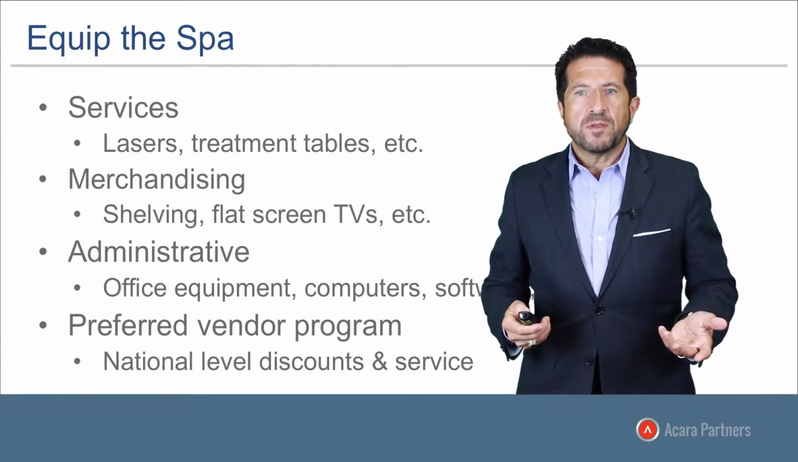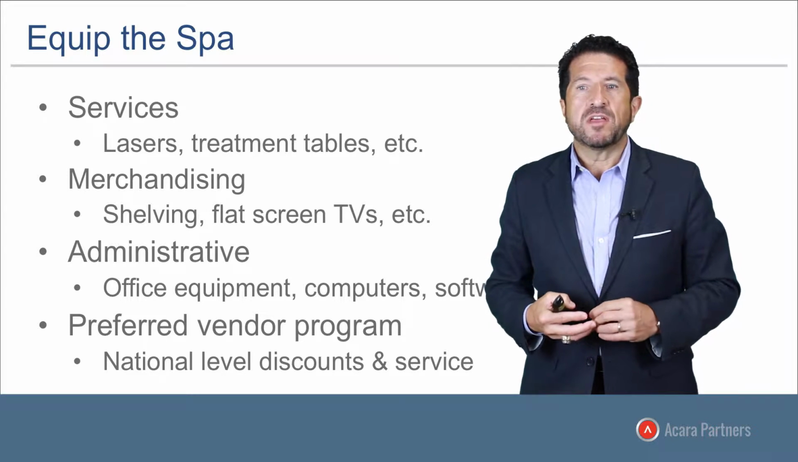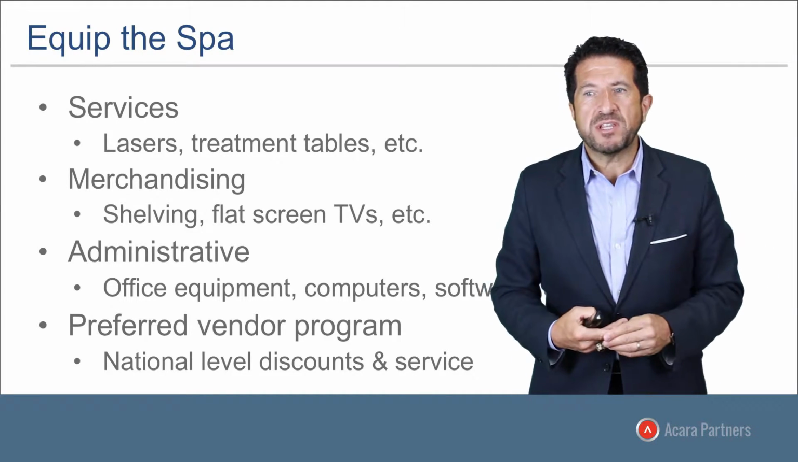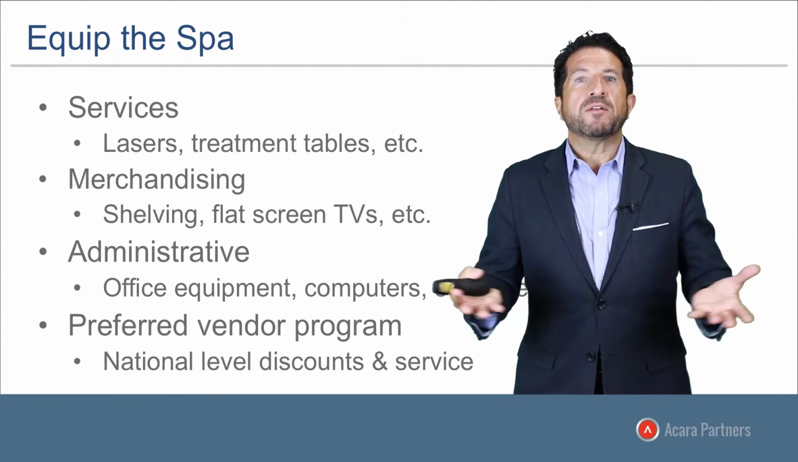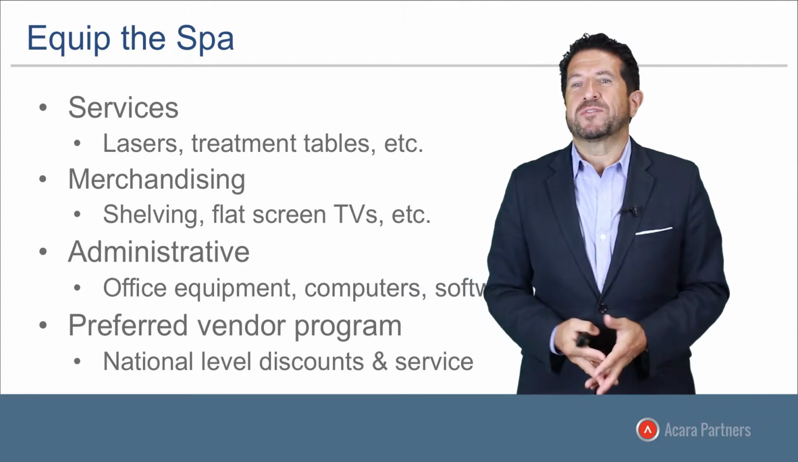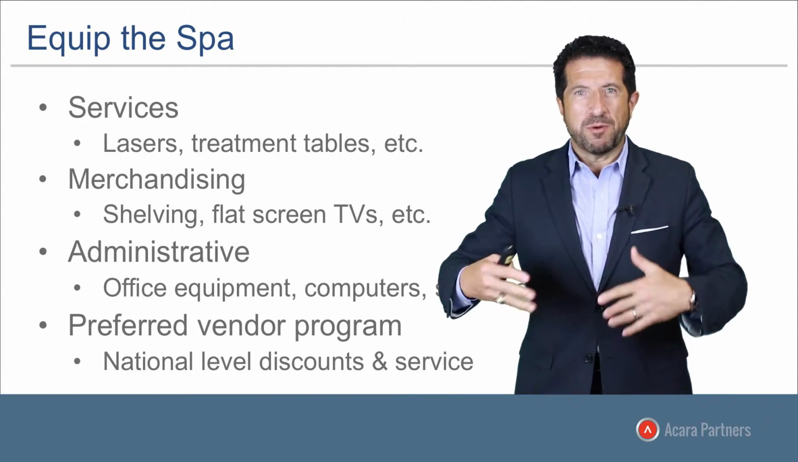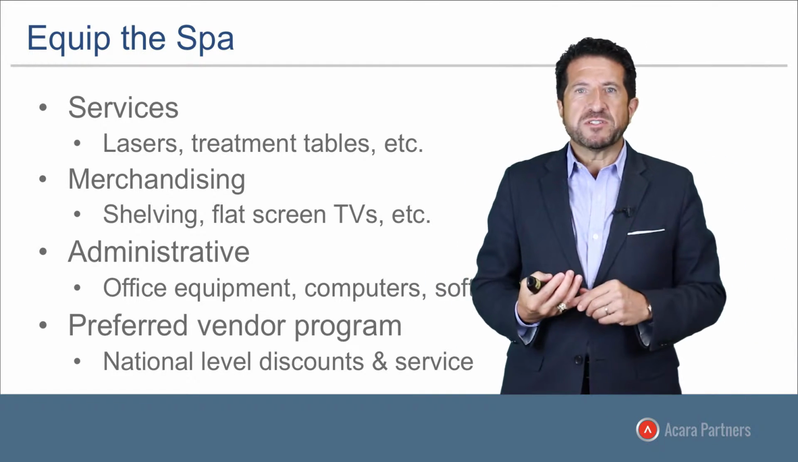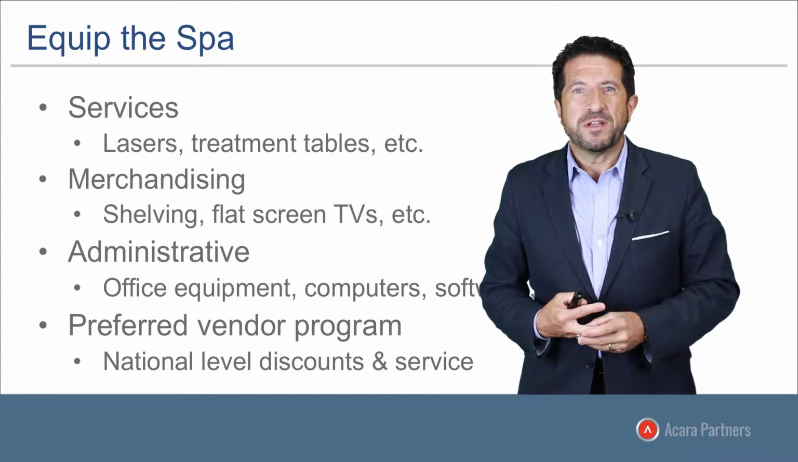Okay. You need to equip your spa, your med spa, or your cosmetic medical practice. Once you identify those services, what lasers do you need? What treatment tables do you need? The merchandising of the retail. What kind of shelving units, flat panel TVs in the waiting area to help promote the business. Think administrative equipment too. Don't forget, you need office equipment. You need computers. You need software to run those computers.